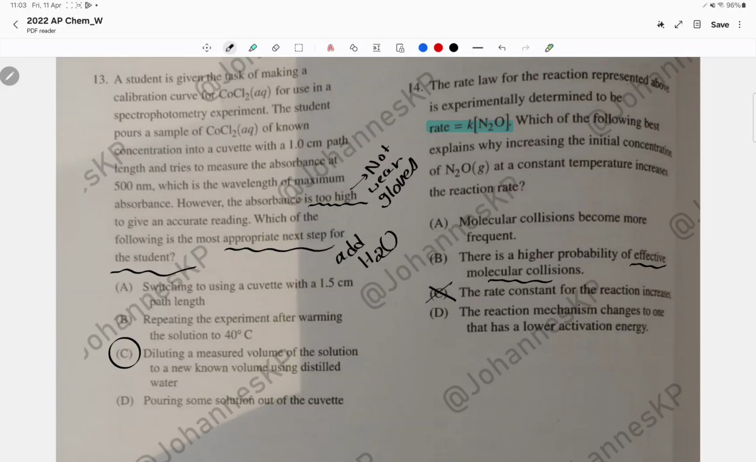Stronger collision. Not quite. Effective collisions means collisions at higher temperatures. So it's not B. If they say effective collisions, they mean collisions at higher temperatures without telling you. It's not B because we have a constant temperature. If you increase the concentration of something, you just expect it to collide more. But be careful, please. Effective collisions means collisions at higher temperatures. Okay. Very good.